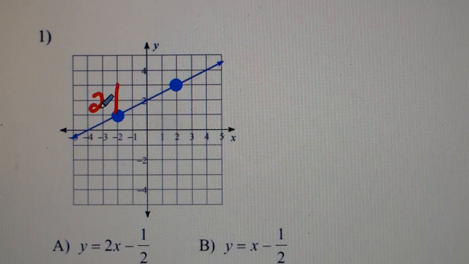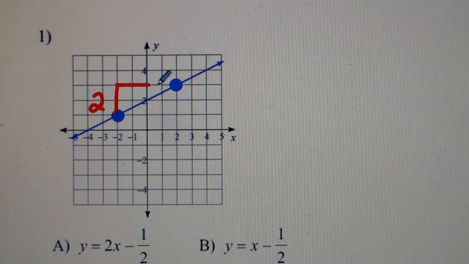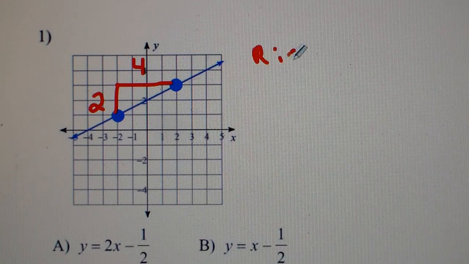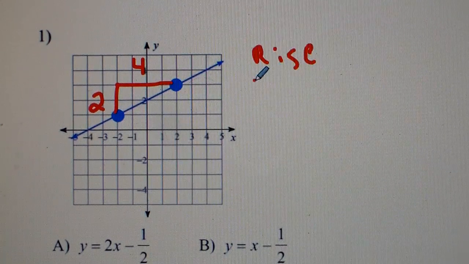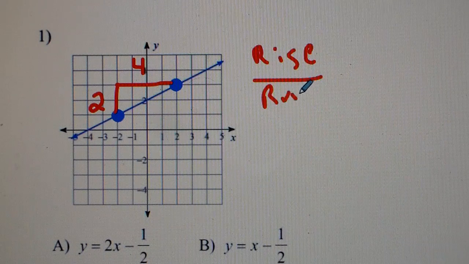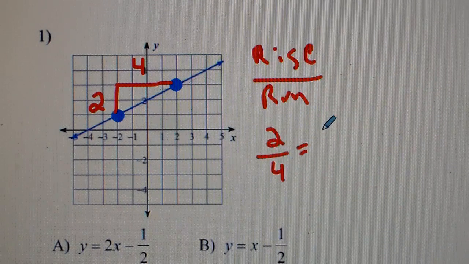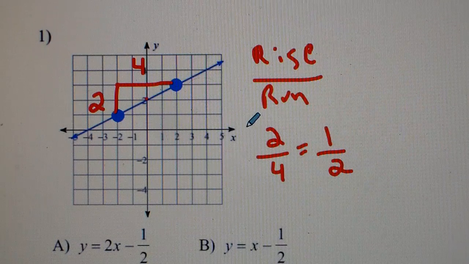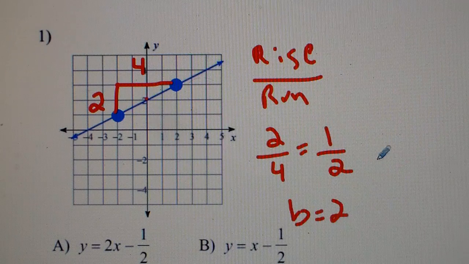Goes up 2, so it's a rise of 2. And it's a run of 4. So rise over run, which means 2 over 4, which simplifies down to a half. And this y-intercept, it looks like it crosses right at 2. So our b is 2. Our slope is a half.